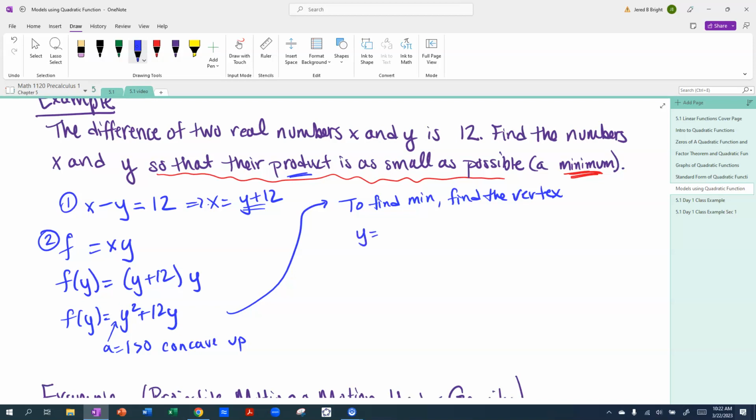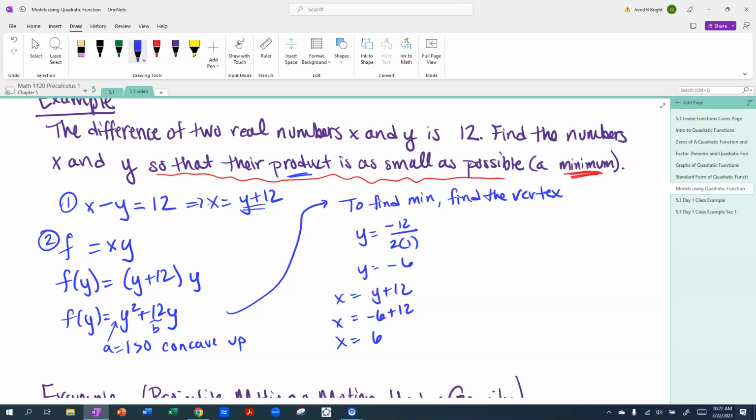The y value that I'm interested in would be given by negative b over 2a. So negative 12 over 2 times a. A is 1. So then y is equal to negative 6. And then if I wanted to find x, x was equal to y plus 12, so x is equal to negative 6 plus 12. So x is equal to positive 6.